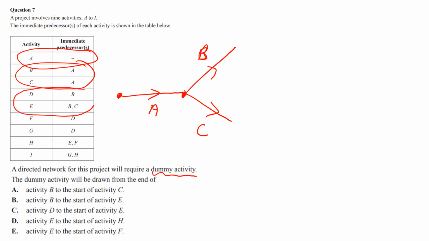And then we can start to see where the problem is coming, because if E needs B and C, we'd have to join B and C back up again. And we can't have that happening. So that's why you have to have a dummy. If we don't want that, we've got to have a dummy connected in there somewhere. So we're going to seal that off.